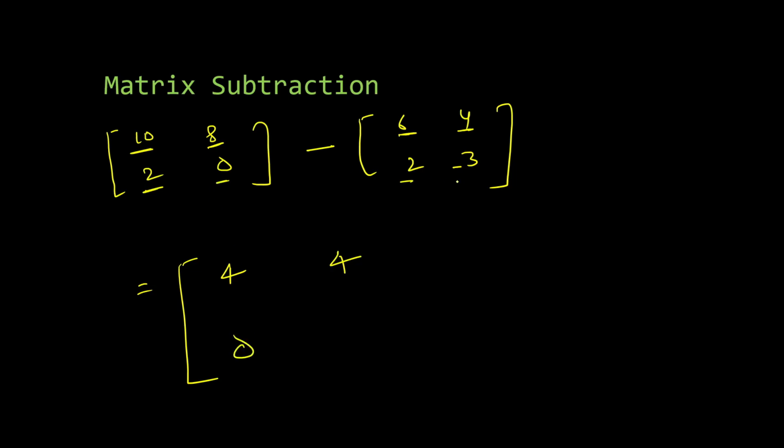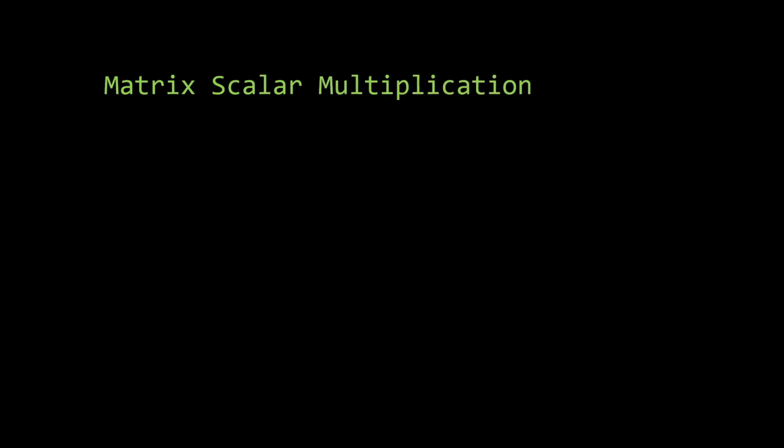Next element here is 0 minus minus 3, which is plus 3. So this is how you will do matrix subtraction. Now matrix scalar multiplication. So scalar, you might already know, is just a number. So how do you multiply a matrix with a scalar?